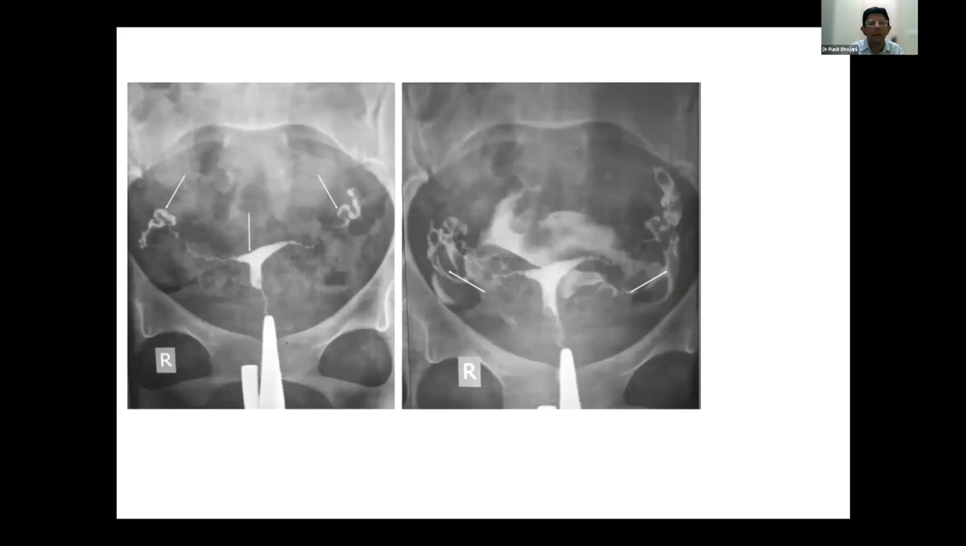So can anybody take this first HSG? Which cannula? Done with which cannula? HSG done with what? Chat box. Yes, very good. Leech Wilkinson or Colvin's cannula, very good. Go on to the next part.